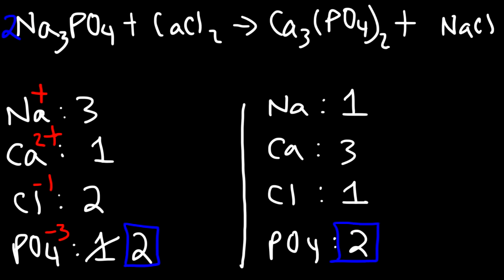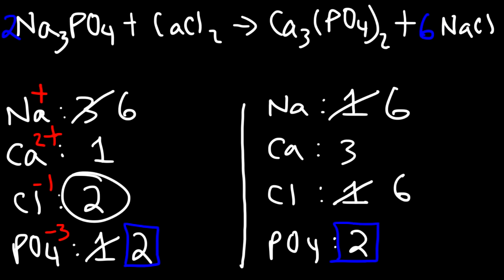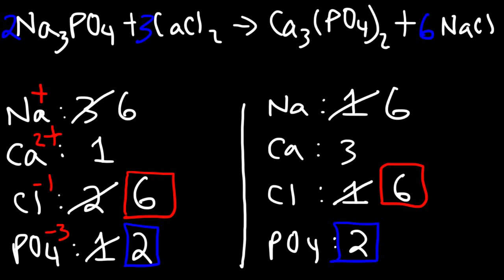On the left side, we have 2 times 3, which is 6. So this changes. Now, we have 1 on the right side, so we got to multiply that by 6. So let's put a 6 in front of NaCl. So now we have 6 sodium ions on both sides. Now, by putting the 6, we change the number of chloride ions on the right side. So this is now 6, which means we need to change this number. 2 times 3 is 6. So we need to put a 3 in front of calcium chloride to make this equal to 6. So now these two are the same, and these two are also the same.